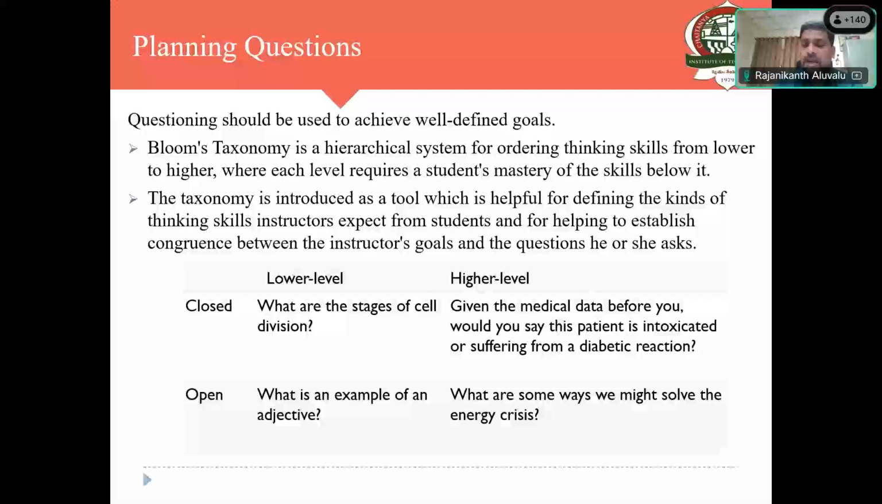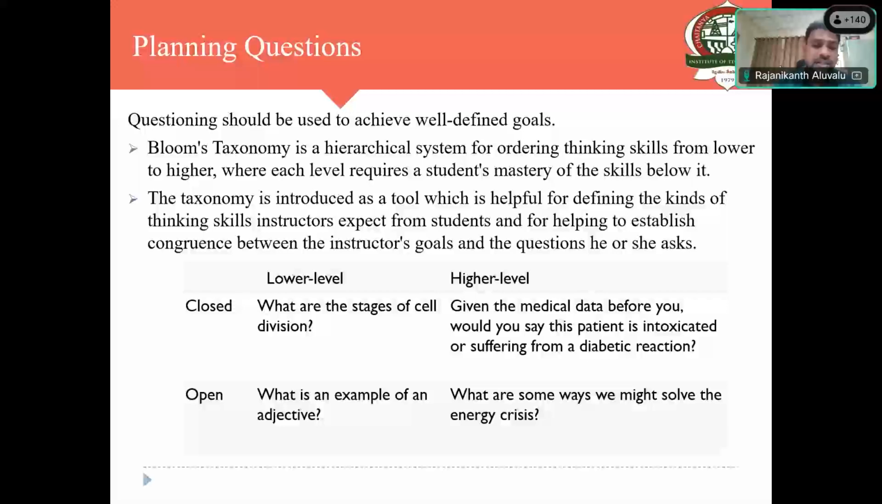So here, what is happening? There is some data given and we are asking them to apply, and further the student has to analyze, that is, whether he is suffering from a diabetic reaction or not. A higher level question that has come from the one that is already there. So it's the same question, look here, both are the same, right? Here we are asking them to demonstrate the stages. Here, with the given data, apply and analyze.